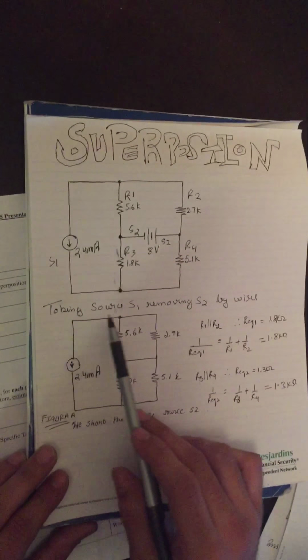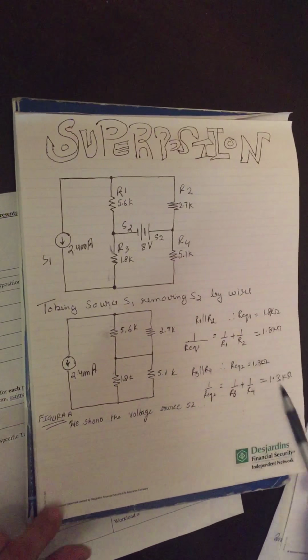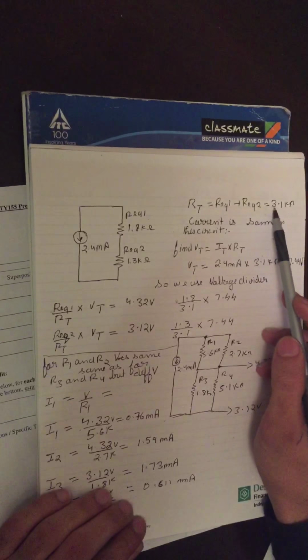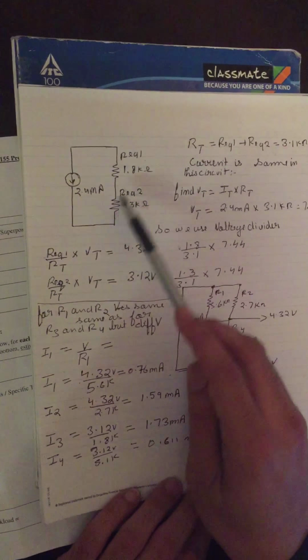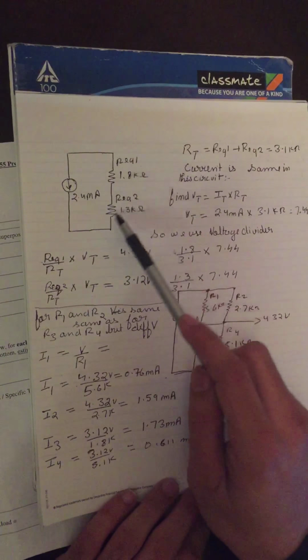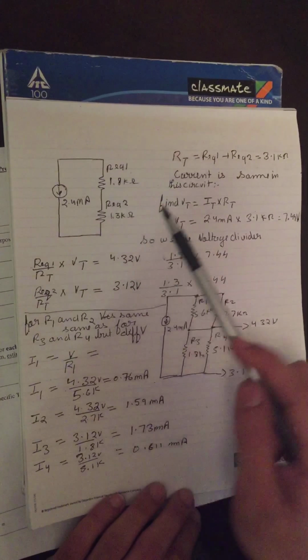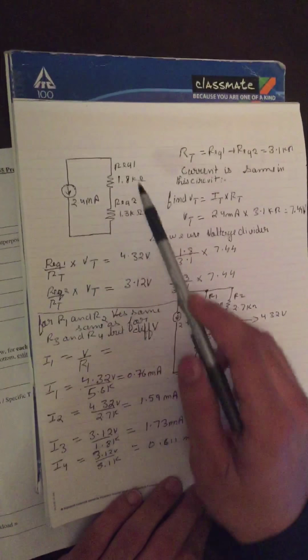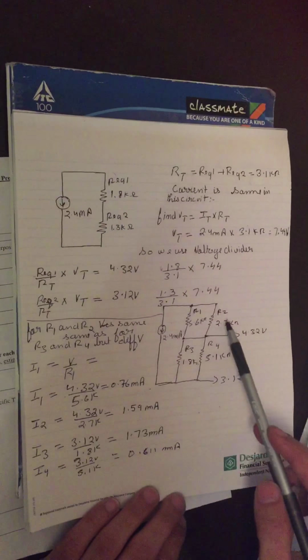So here we go. We're just taking source 1 and removing source 2 by replacing it with a wire, and we figure out the R total across these resistors. This is our R total, which is 3.1 kilo ohm, and we can figure out that the current is the same in these two resistors, which is 2.4 milliamp, and we need to find the V total to get the voltage divider rule. So here we go, we find the V total, and now we have the R equivalent, and if we find the voltage across this, we find the voltage across these two.